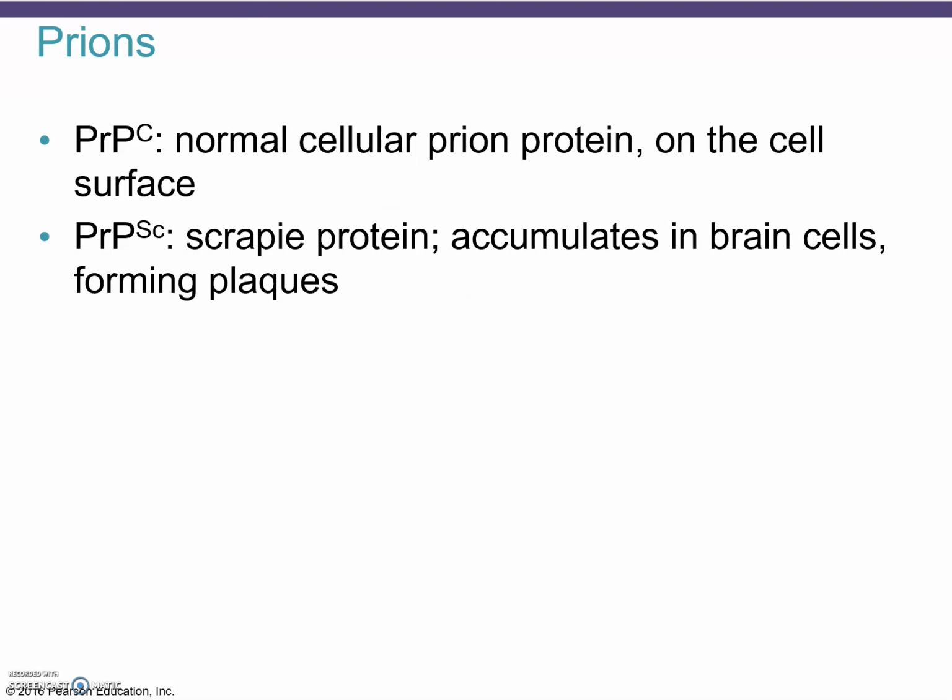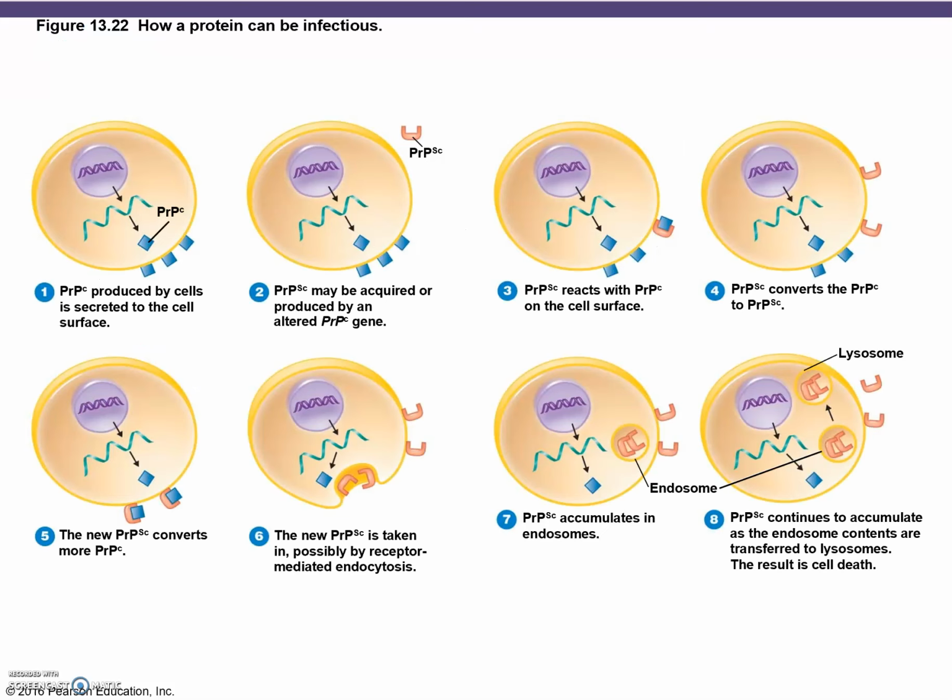So what happens here is that you have an infectious protein particle, and it basically interacts with a normal protein and converts it into misfolded protein particles that then start to accumulate in the brain and form plaques and turn your brain into a sponge, therefore spongiform encephalopathy. And so here's a diagram of what this could look like.